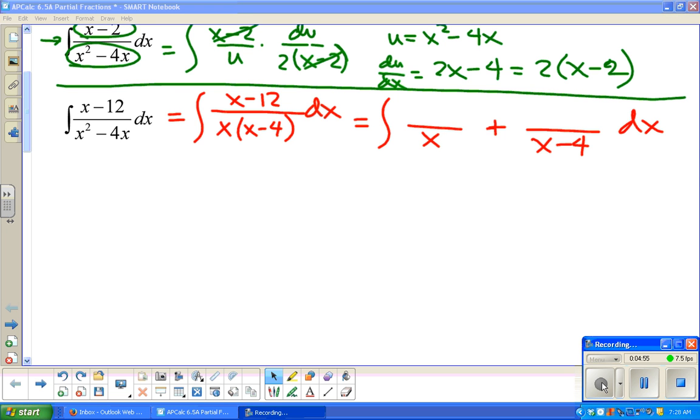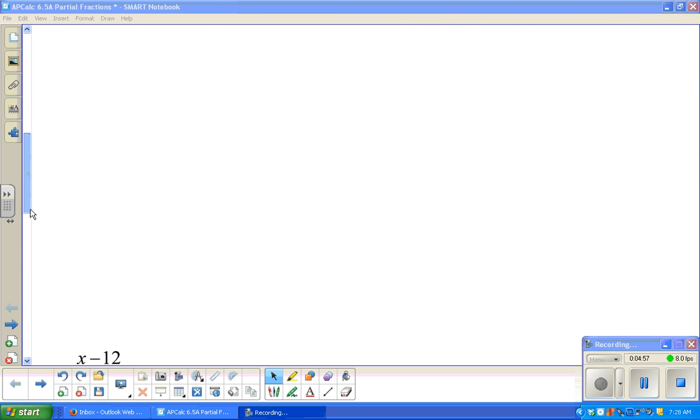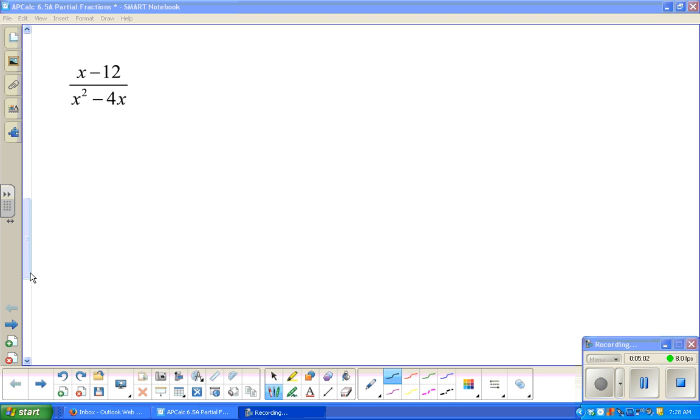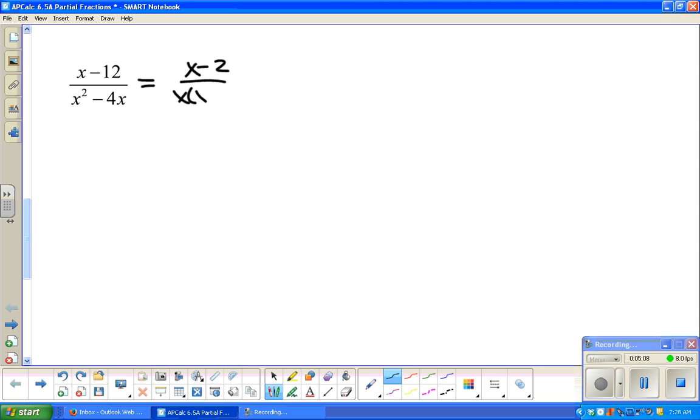What I'd like to do is focus in on just that fraction for a minute. This is that same fraction from inside, x minus 2 over... and here's the goal.